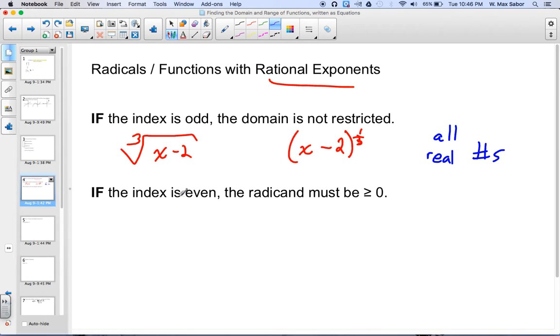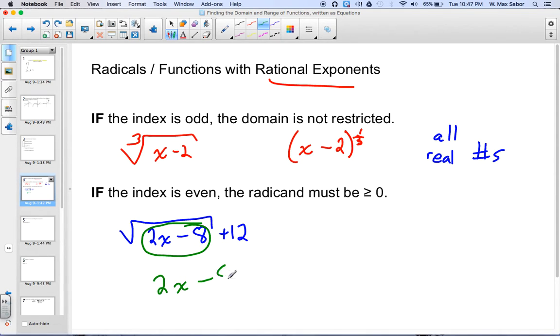numbers. If the index is even, so we start taking the square root of 2x minus 8 plus 12, then we have to set the radicand greater than or equal to 0. And hopefully you remember the radicand is the term for what's underneath the radical. So that's what we do. We take whatever's under the radical, set it greater than or equal to 0. The 12 is pretty, but it has nothing to do with the domain. So x is going to be greater than or equal to 4 is our domain for that radical function.